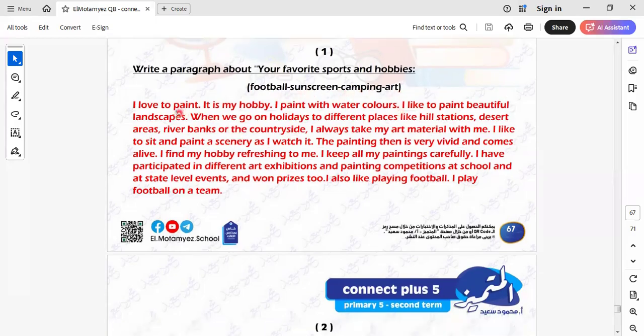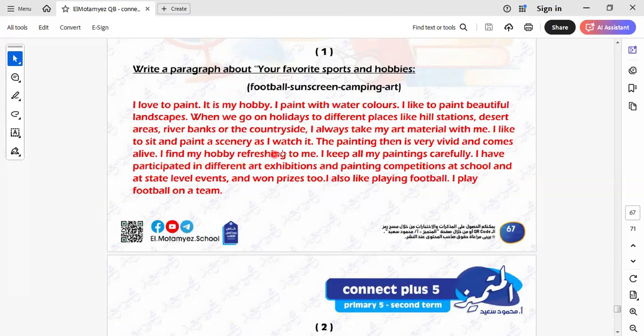Let's read the paragraph and know how to write it. I love to paint. It's my hobby. I paint with watercolors. All of us know watercolors. I like to paint beautiful landscapes. When we go on holidays to different places like hill stations, desert areas, river banks, or the countryside, I always take my art material with me. I like to sit and paint scenery as I watch it. The painting then is very vivid and comes alive.